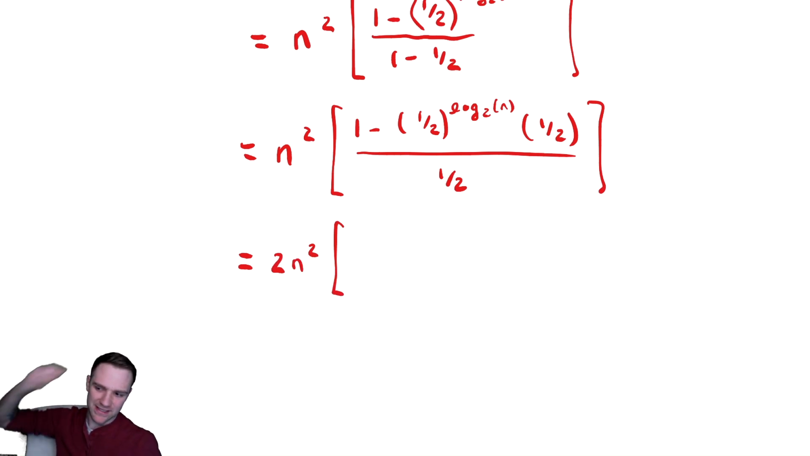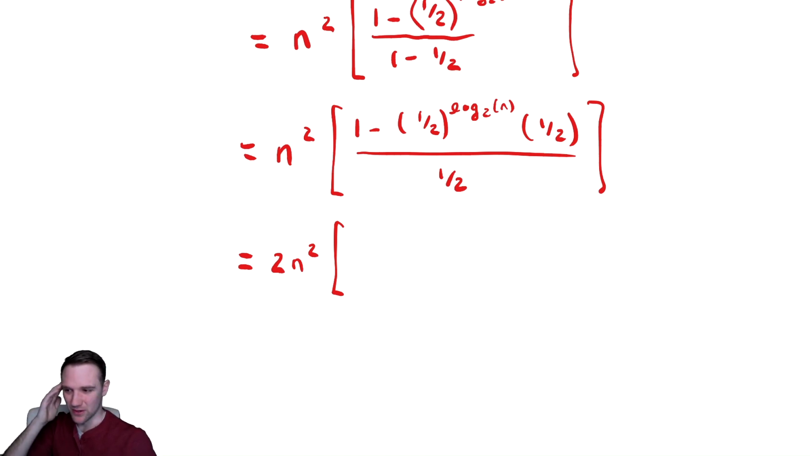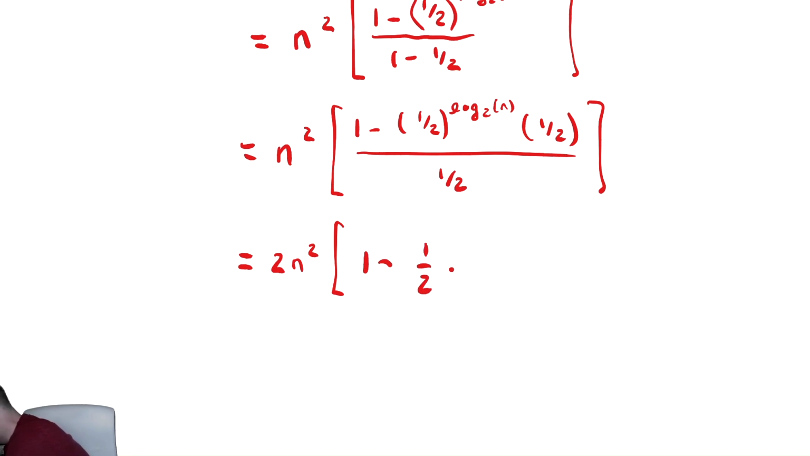I now need to deal with the logs and the exponents, and not great, but we'll see what we can do. This is 1 minus 1/2 times, I can use the property where I can take the exponent of both the numerator and the denominator separately. Exponents work very well with multiplication and division. This is 1 to the log 2 of n, which is just 1, divided by 2 to the log base 2 of n.